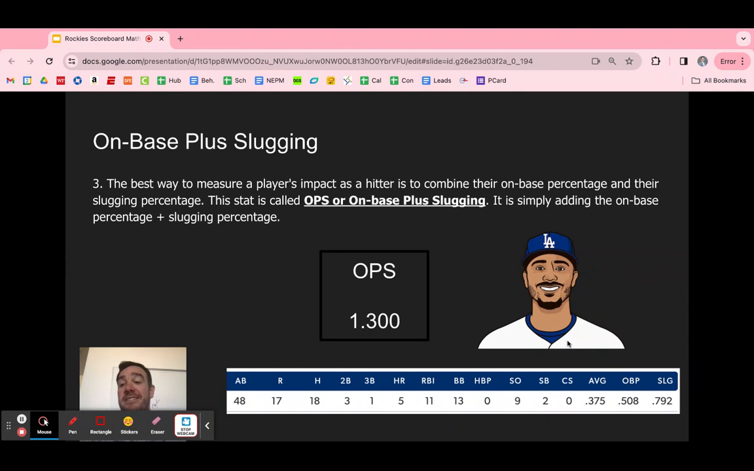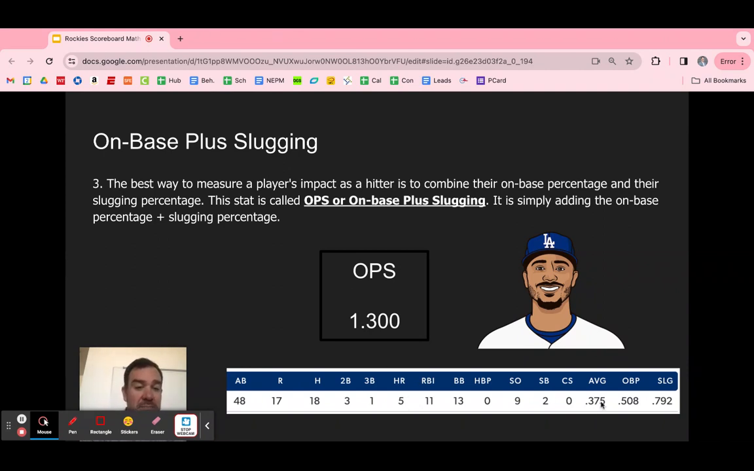Let's use Mookie Betts as an example. One of the best players in baseball, plays for the Dodgers. Unfortunately, the Red Sox traded him away. Mookie Betts has 48 at bats this year. He has 18 hits. Of those, 3 are doubles, 1 is a triple, 5 are home runs. He also has 13 walks. Wow, that's amazing. Getting on base a ton. Very disciplined hitter. And because he can hit 5 home runs, they're not throwing him a lot of strikes. They're trying to be careful with him. That's one of the benefits of hitting with power.